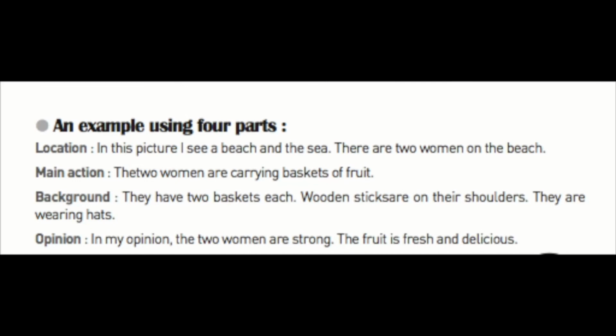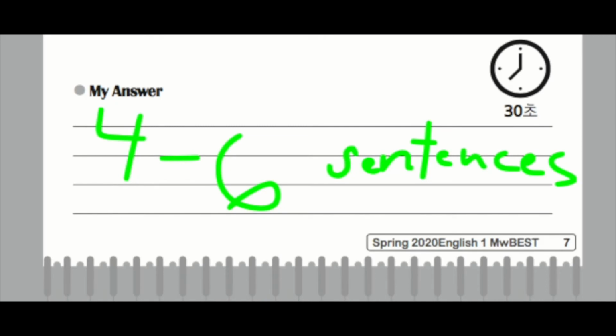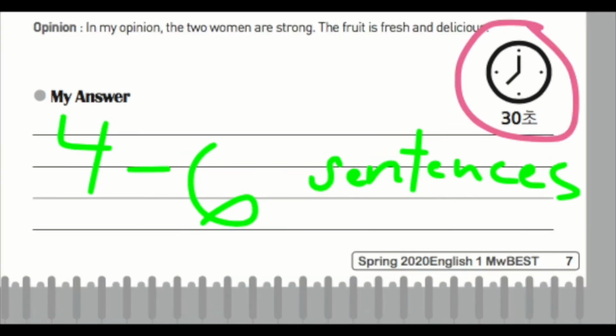Now let's refresh on the 4 things you should think of when preparing for picture description. When you are preparing for the picture description part of the speaking test, we should think about location, main action, background, and opinion. You should memorize 4 to 6 sentences so that you can speak for 30 seconds.